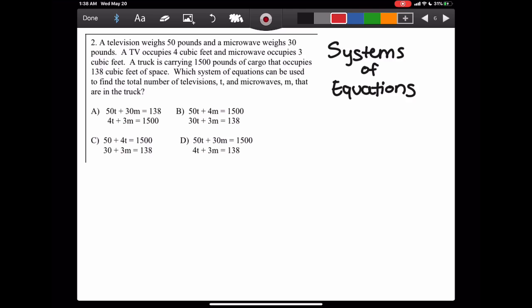A television weighs 50 pounds and a microwave weighs 30 pounds. A TV occupies 4 cubic feet and a microwave occupies 3 cubic feet. A truck is carrying 1,500 pounds of cargo that occupies 138 cubic feet of space. Which system of equations can be used to find the total number of televisions T? So we know that for televisions, we're going to use the variable T, and for microwaves, we're going to use the variable M.